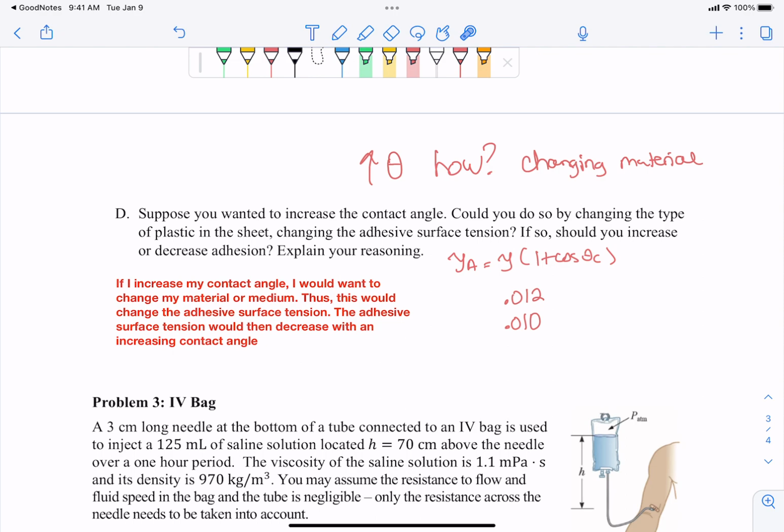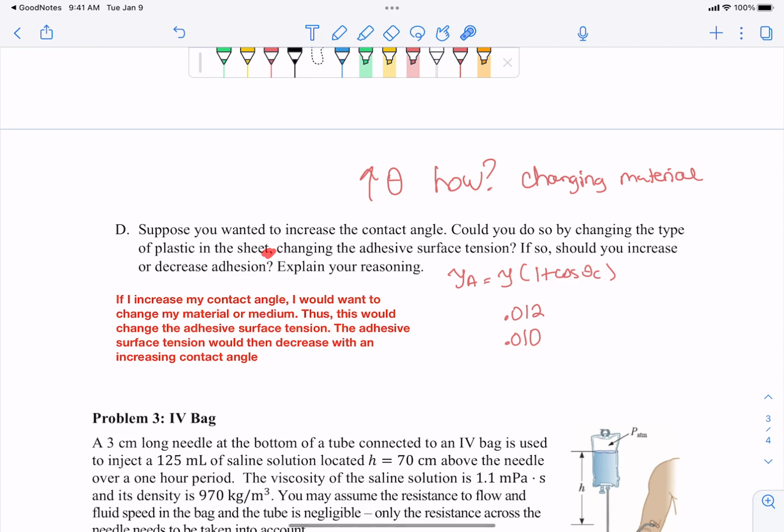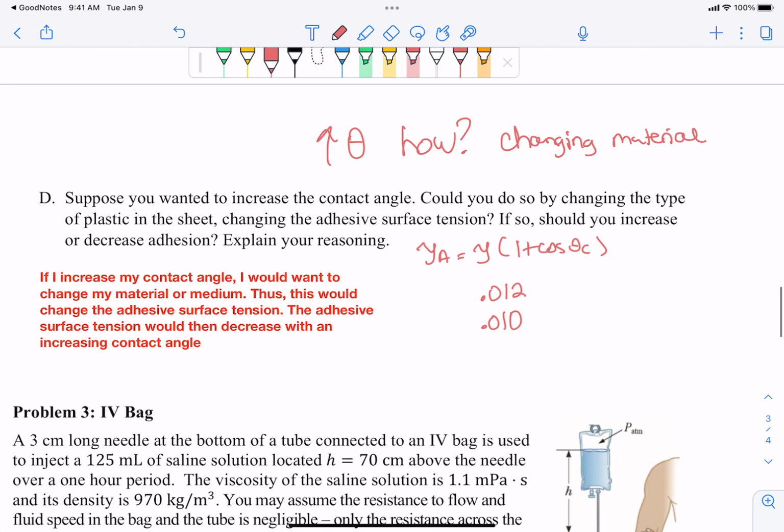Yes, this is practice for CARS on the MCAT. I don't like this question. This is not phrased properly. I don't like this comma right here. This comma just makes things confusing. Maybe it's just me, but it's just saying, could I change the contact angle by changing the material and thus change the adhesive surface tension? And if I can do that, would I increase or decrease adhesion by increasing the contact angle? Hopefully that is a better phrased question that is easier to understand, or maybe you just understood the original question. And in that case, you are a lot better at English than I am.